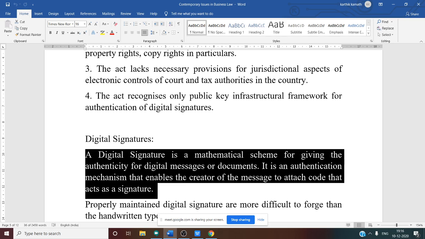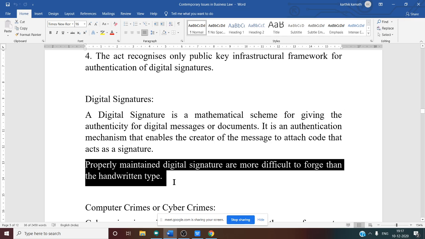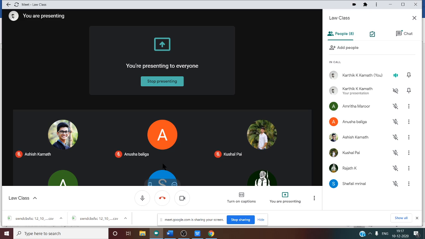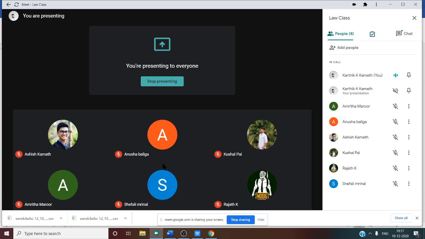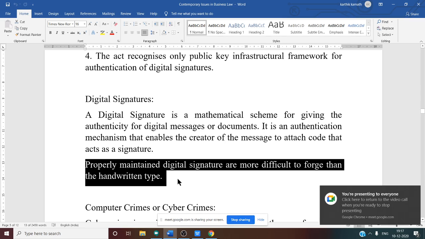Then it is an authentication mechanism that enables the creator of the message to attach a code that acts as the signature. Yes. So properly maintained digital signatures are more difficult to forge than the handwritten type. This one we have already discussed, because there is an encryption procedure. For example, now in WhatsApp chats, if you see, there is end-to-end encryption. It is not that easy to hack into the WhatsApp system because it is protected by code language. Yes. So these are the things you have to see in brief about digital signatures.